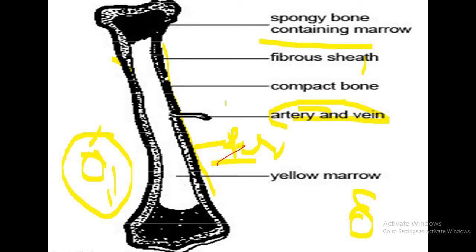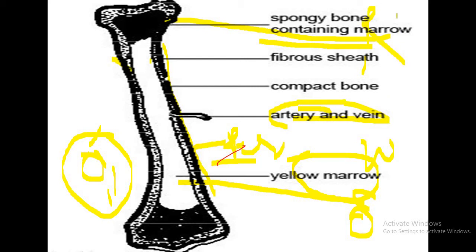A long bone has a hollow cavity in the middle that is filled with marrow, and it has two types of marrow: yellow marrow, and the spongy part of the bone will have marrow that is known as red bone marrow. Yellow bone marrow is made up of adipose tissue and blood vessels. From the yellow bone marrow, which type of blood cells will arise? That is WBC. And from the red bone marrow, which type of blood cells will arise? That is red blood cells.